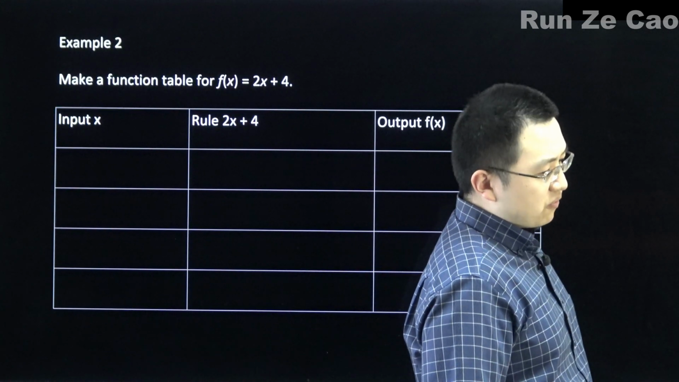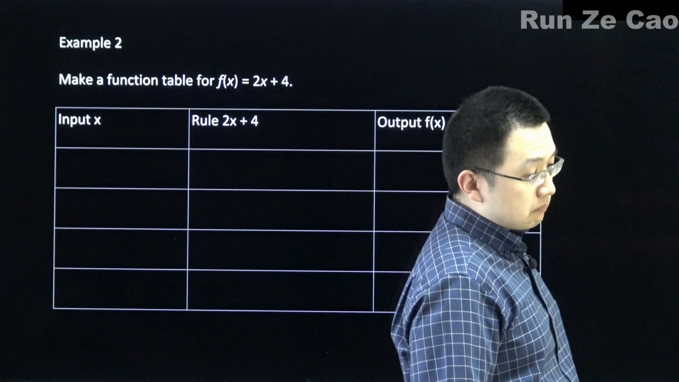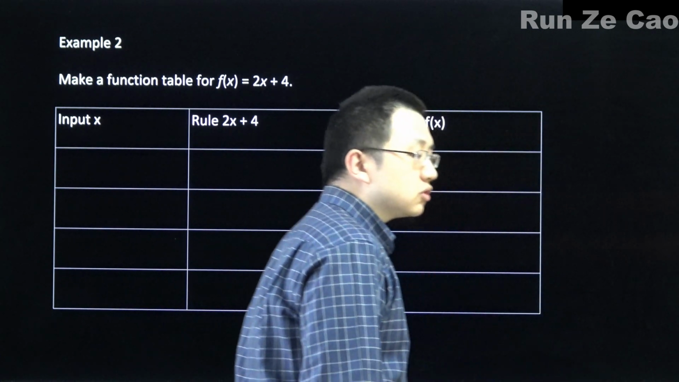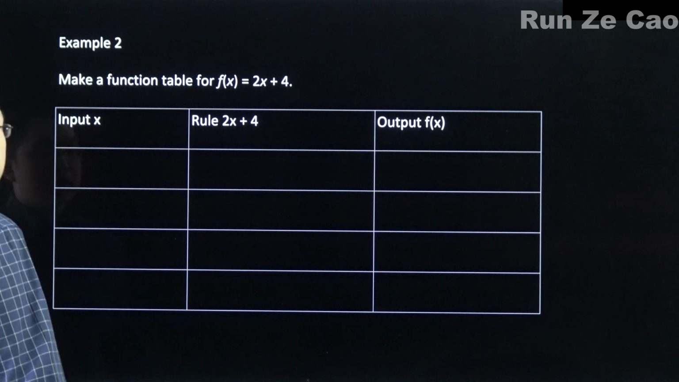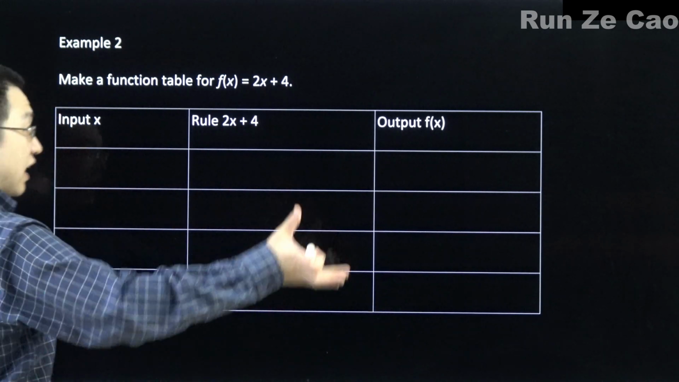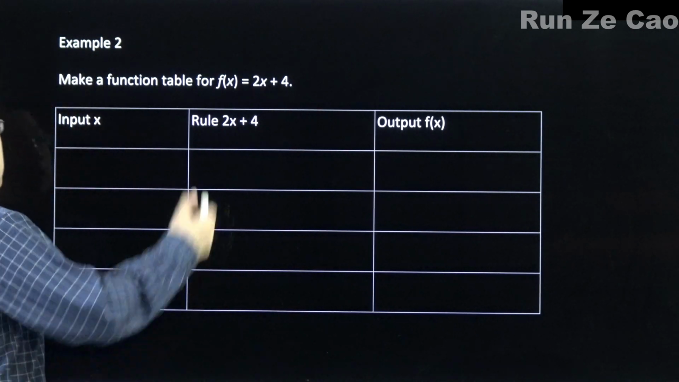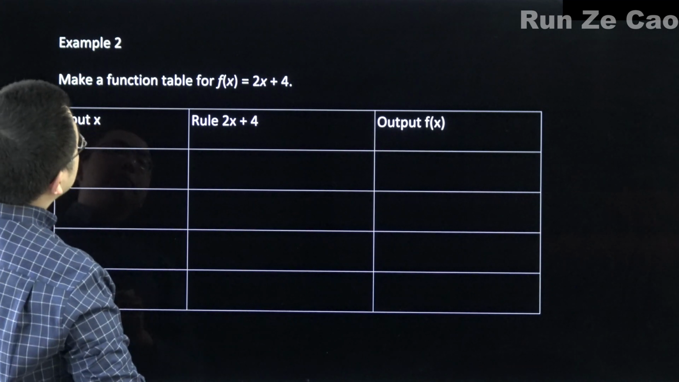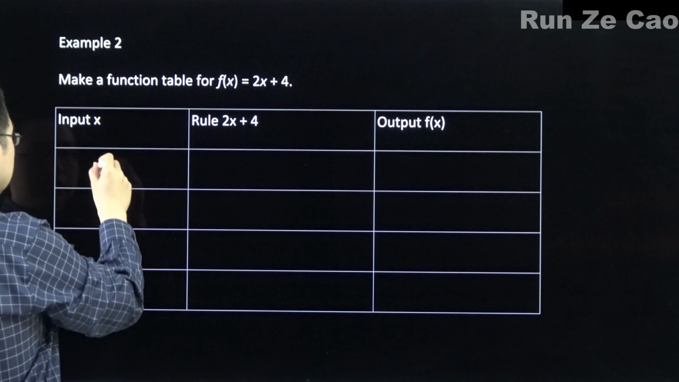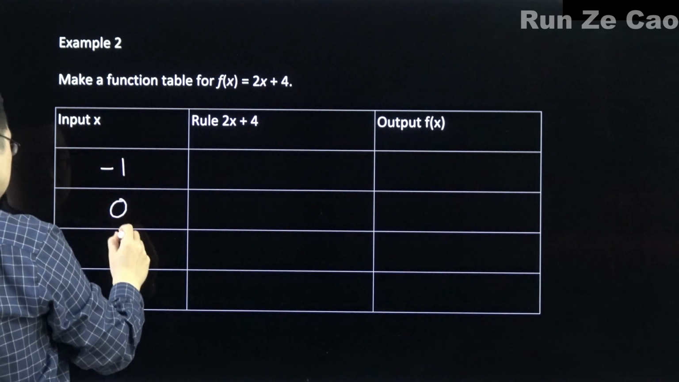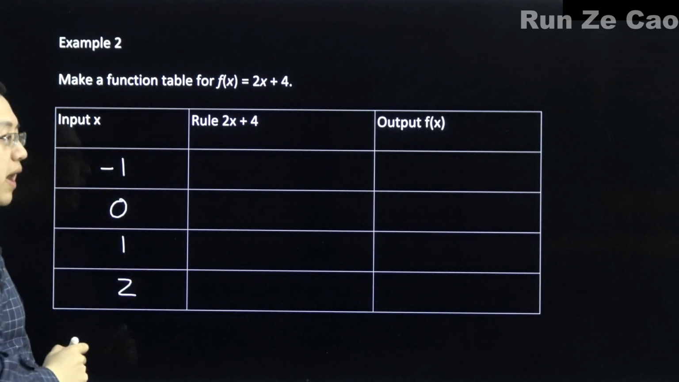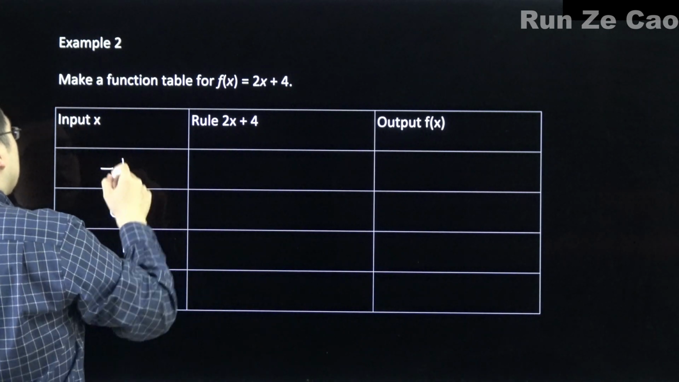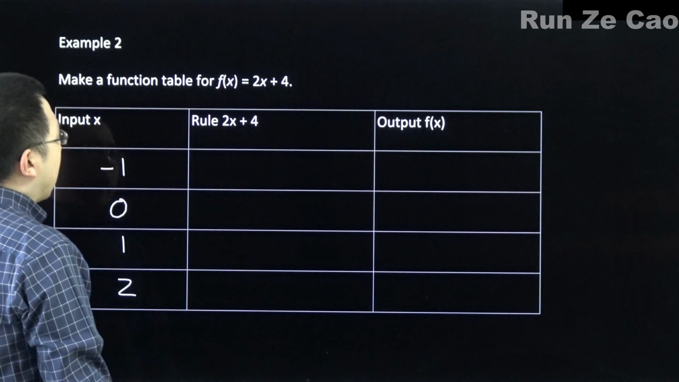This is sometimes found with function tables. This is something that you usually stop bothering with pretty quickly, but you still have to know this sort of thing exists, therefore let's do this. So, function table for f of x equals 2x plus 4. Well, negative 1, 0, 1, and 2 are usually pretty good bets for your inputs. Or 0, 1, 2, 3, something like that.